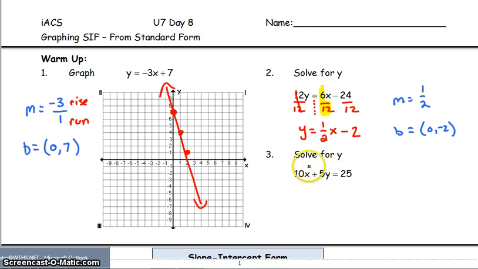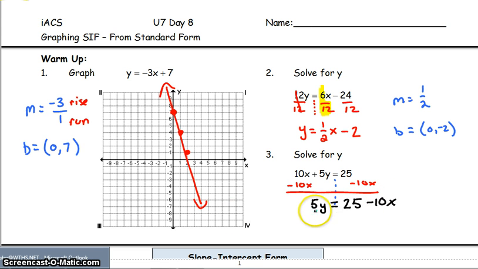In number 3, the difference is on the left side of my equal sign I have more than just the y term, I have the x term as well. The first step then should be to move your x term. It's currently a positive 10x, so I'll subtract 10x from both sides. That leaves positive 5y equals. It doesn't matter which way I write these two terms, it only matters that I have the correct sign with them. So if I left it as 25 minus 10x, that's perfectly fine.